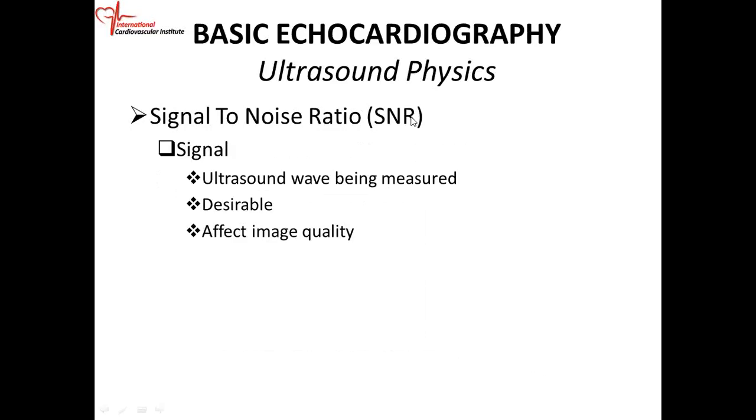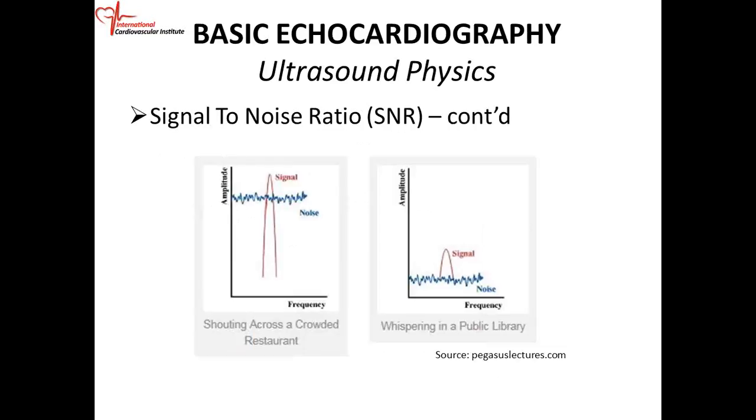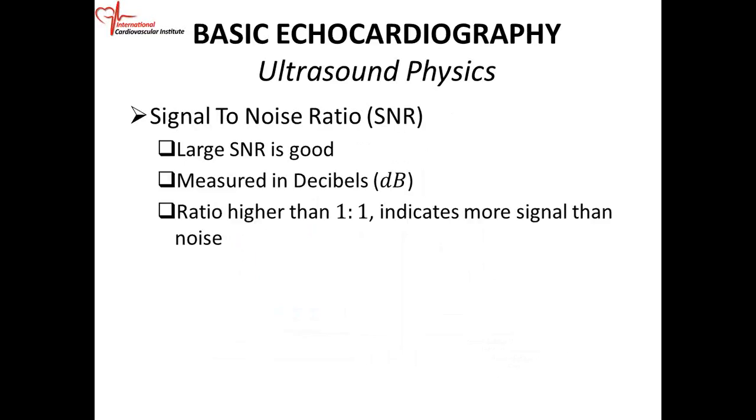Now we'll come to signal to noise ratio. On the monitor, you'll see SNR, signal to noise ratio. The only thing you need to know about this is that you need more signal to noise. The signal is the ultrasound wave being measured, which is desirable. So the greater the signal to noise ratio, the better the image. Noise is bad, so a large signal to noise ratio is good.